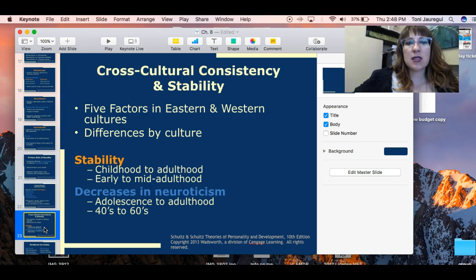Cross-cultural consistency and stability: five factors in Eastern and Western cultures. Differences by culture. Stability from childhood to adulthood, early to mid-adulthood. And decreases in neuroticism, adolescence to adult, 40s to 60s. So it goes down, right?